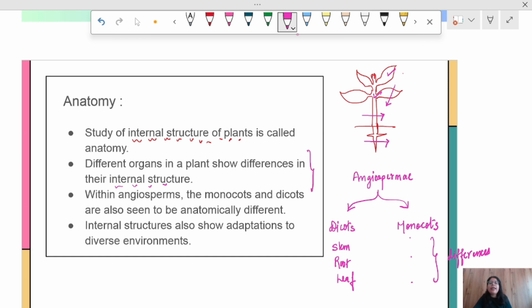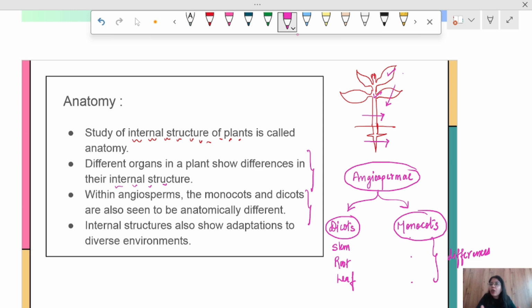The second line is telling that within all the angiosperms, within the flowering plants itself, when you see dicots and monocots, the two types of flowering plants, you will see a lot of differences between the stem, root and leaf of dicot and monocot. The same organ of dicot and monocot will not look the same. There will be characteristic differences. Can you write one difference in the comments if you have revised this chapter? Okay, I will tell you one difference.